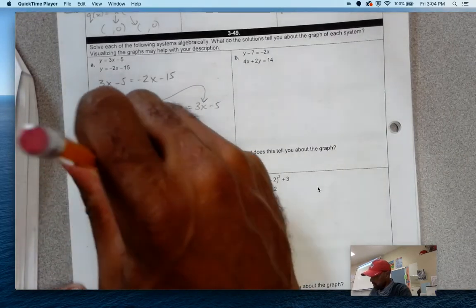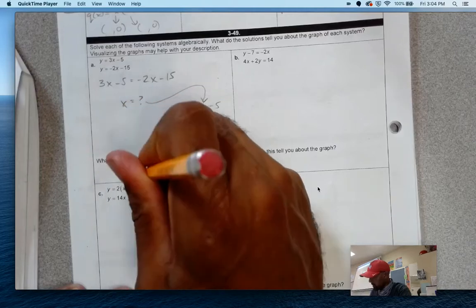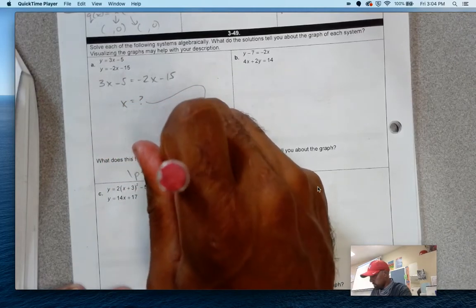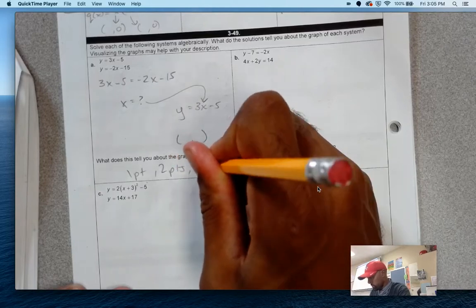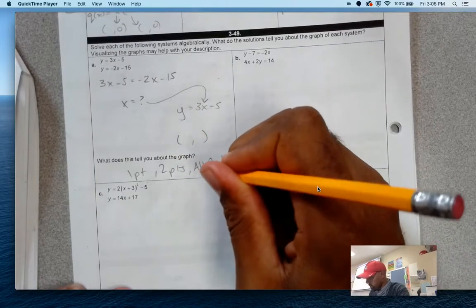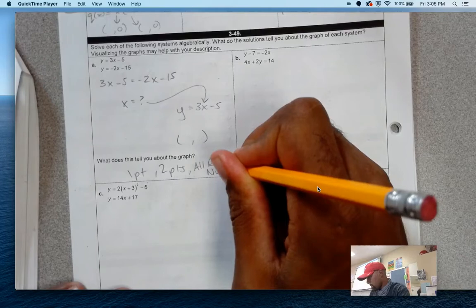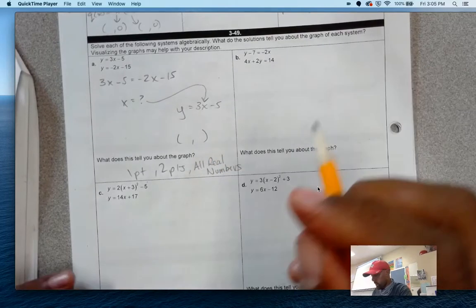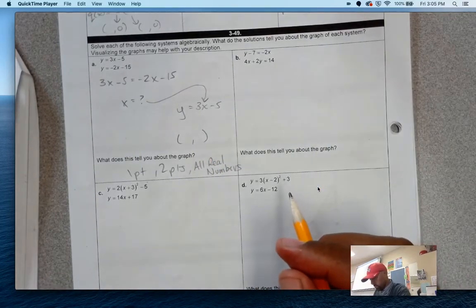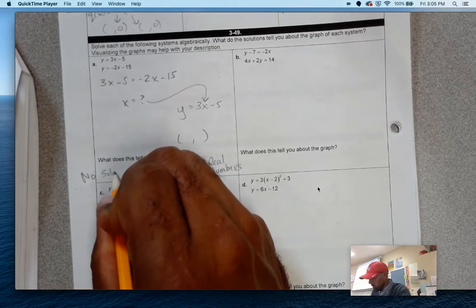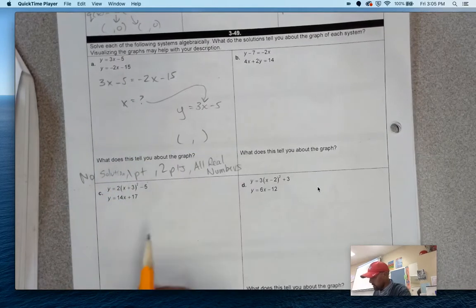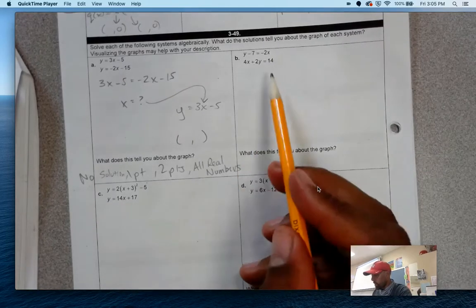Does it intersect at 1 point, 2 points? Is it all real numbers where they overlap, where you got two lines on top of each other? Or is there no solution, or they don't intersect at all? You got to decide that for each of these, based on what's going on.